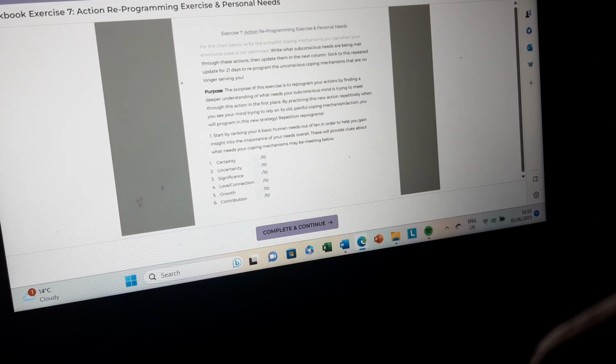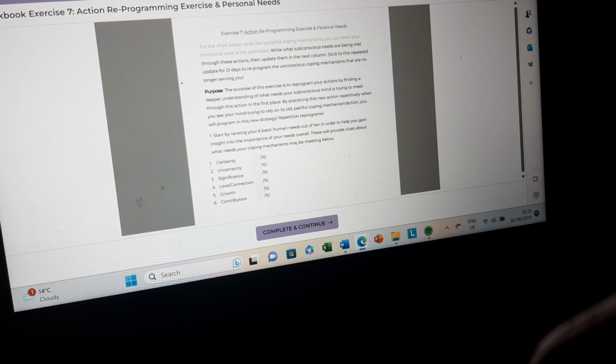So exercise 7, this is all about action reprogramming and our personal needs. For the chart below, the idea is to write the autopilot coping mechanisms you often use when your emotional state is not optimized. We're going to look at what subconscious needs are being met through these actions, and then we're going to update them. As we stick to this repeated update of new actions for 21 days, we can reprogram our autopilot coping mechanisms and behaviors.